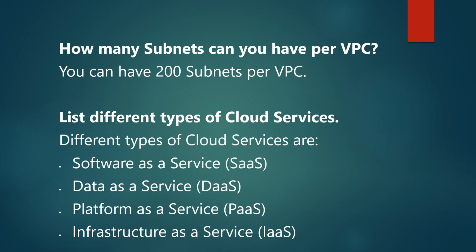How many subnets can you have per VPC? You can have 200 subnets per VPC.